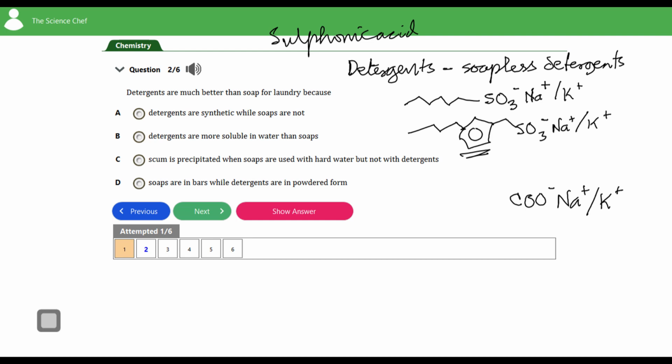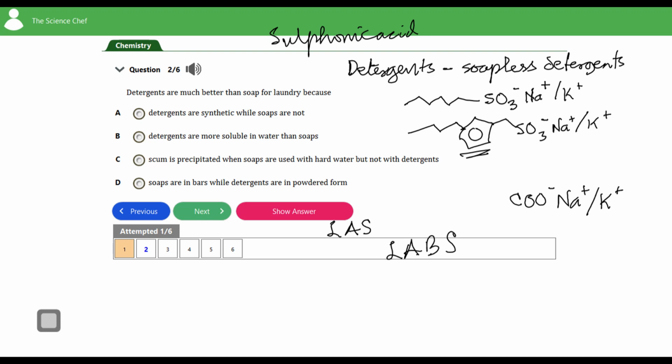Detergents are made from what we call linear alkyl sulfonates. That's LAS. Or what we call linear alkyl benzene sulfonate, right? They are not made from fatty acids or fats and oils like soaps are. Rather, they are made from linear alkyl sulfonates or linear alkyl benzene sulfonate.